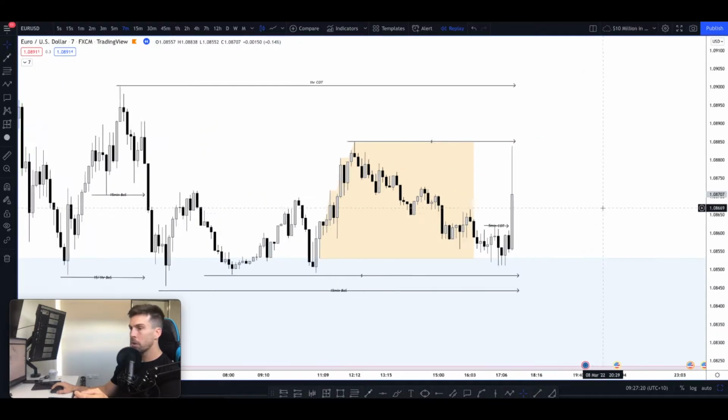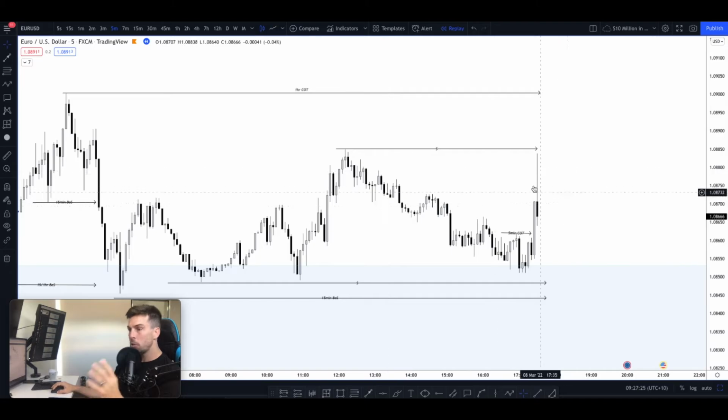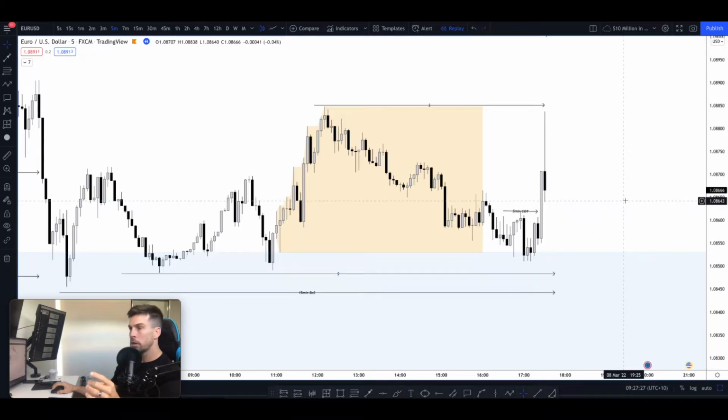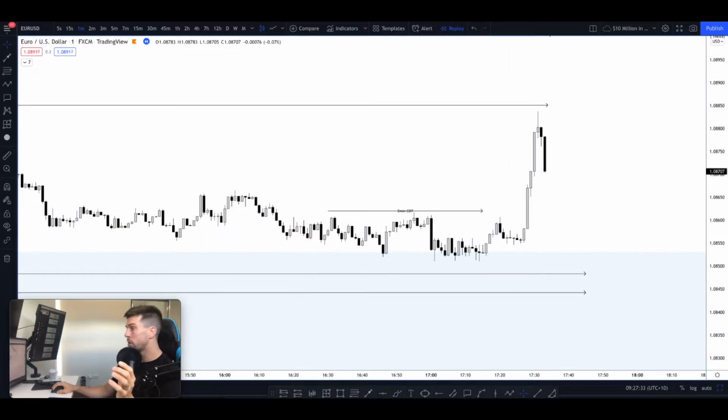So what happened here? I was just watching the trade on the 5 as well, and I actually waited for the hourly close. I'll show you where I entered. So I go down to the 1 minute. I actually took a 1 minute entry. You could have taken a perfect little 5-minute entry.